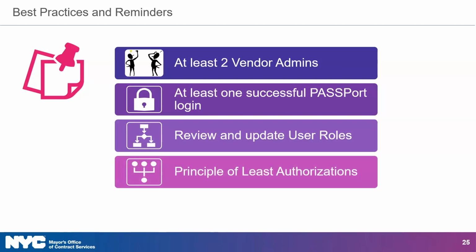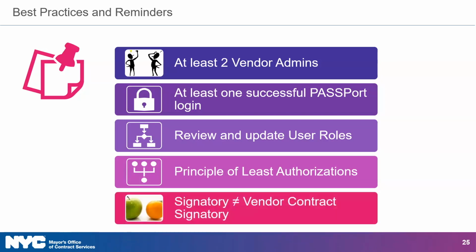Please do not assign too many user roles to too many people. Instead, follow the principle of least authorizations so that users only have the permissions needed to complete their job in Passport. Again, this helps to reduce inadvertent errors. And finally, while the same person can be a signatory and a vendor contract signatory, these roles are not the same.